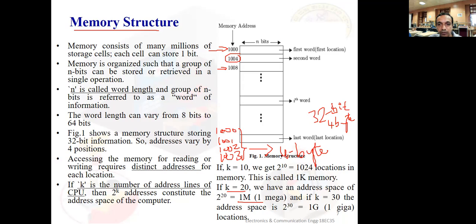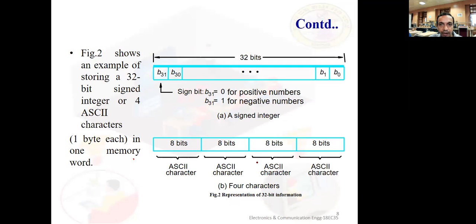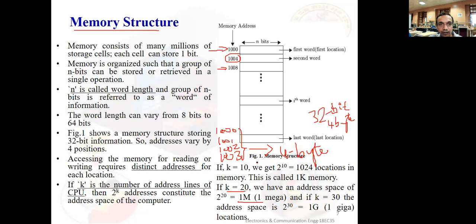Depending on the size of the data, the number of locations required to store it will vary. For an image data, you need more. For voice data, you need much more. For video, you really need more than what is required for voice also. This is how the memory structure and the storage of data looks like.